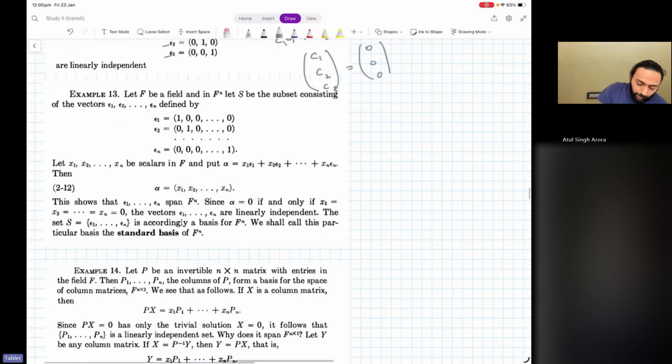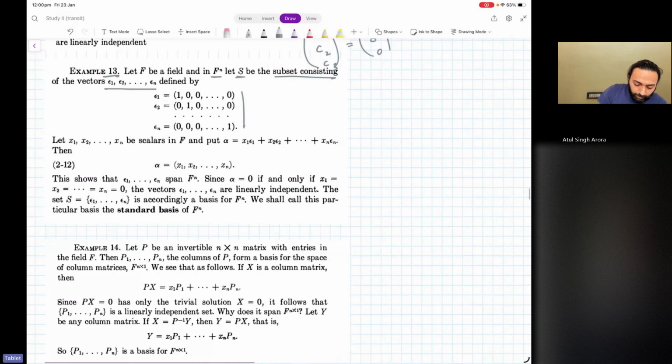All right. So example 13 does the following. Let F be a field, and in Fn, let S be the subset consisting of these vectors, which are defined as follows. You're following along, right, Manan? Yes, sir. Okay. Keep yourself unmuted. Don't hesitate, otherwise there's too much lag when I'm asking and getting a response.